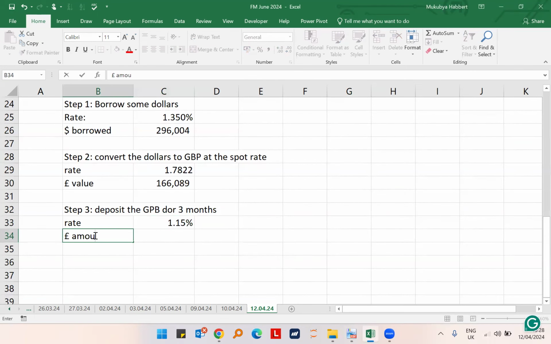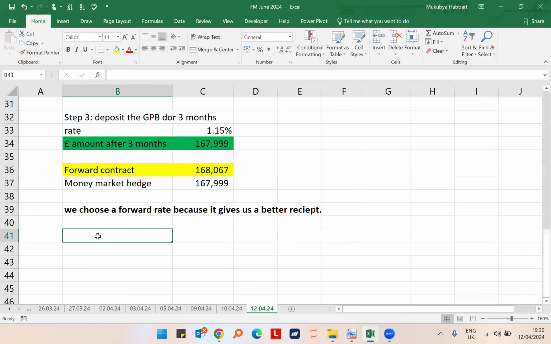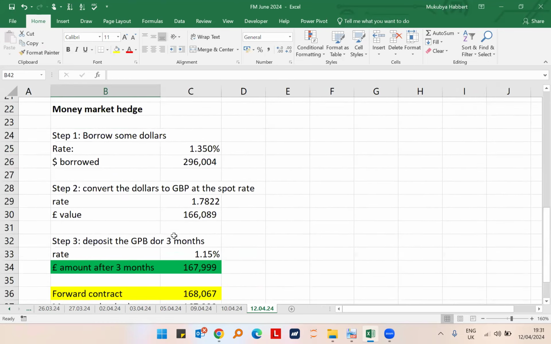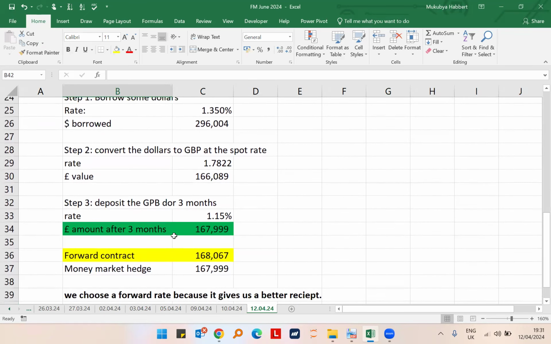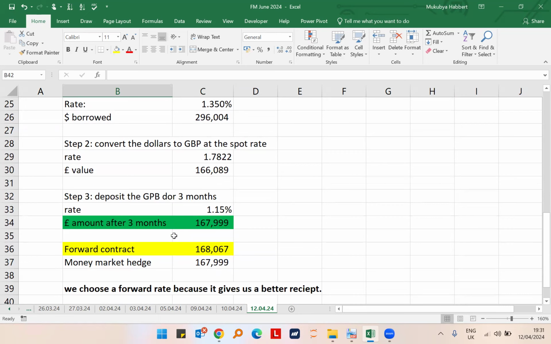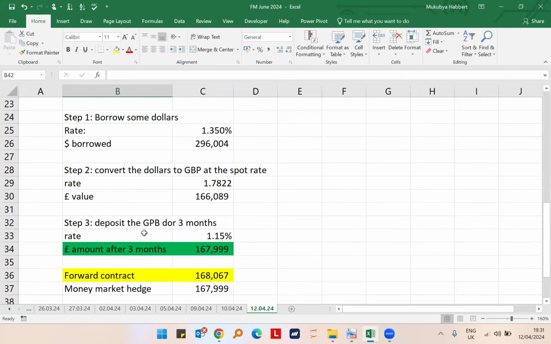And then finally, they're asking, discuss how the currency futures could be used to hedge the 3-month dollar receipt. Now, what did we say about futures? Remember that in this case, since we are dividing and we are going to make a receipt, we are worried that the FX rate is going to, is it going to increase or decrease? What is our worry? Just to check if you're understanding what we are doing. In this current transaction, what is our problem? What don't we want to happen?